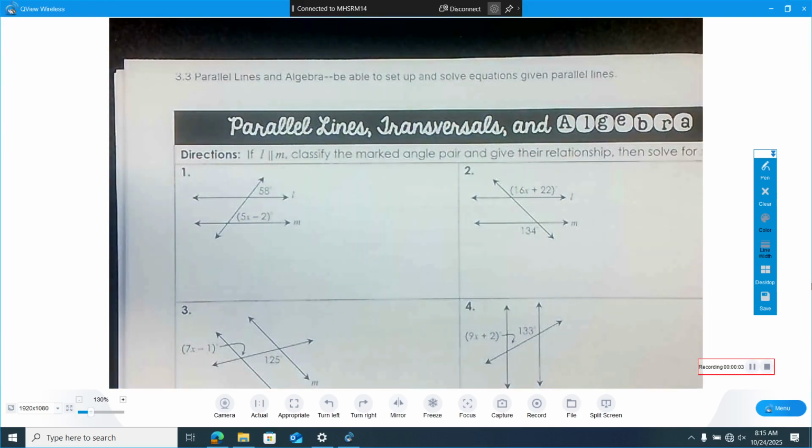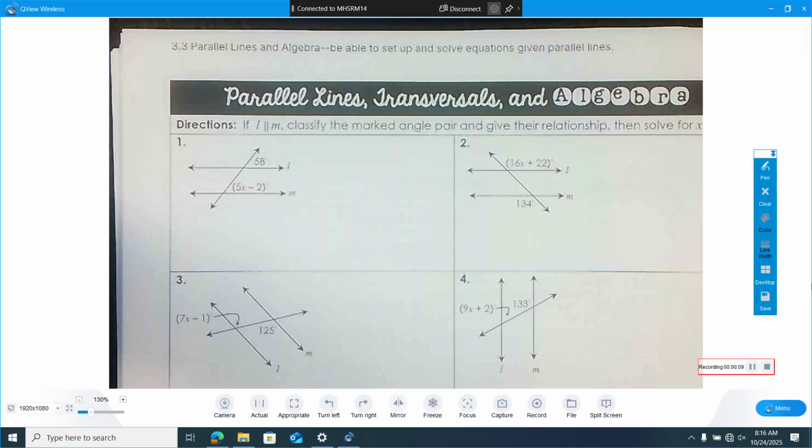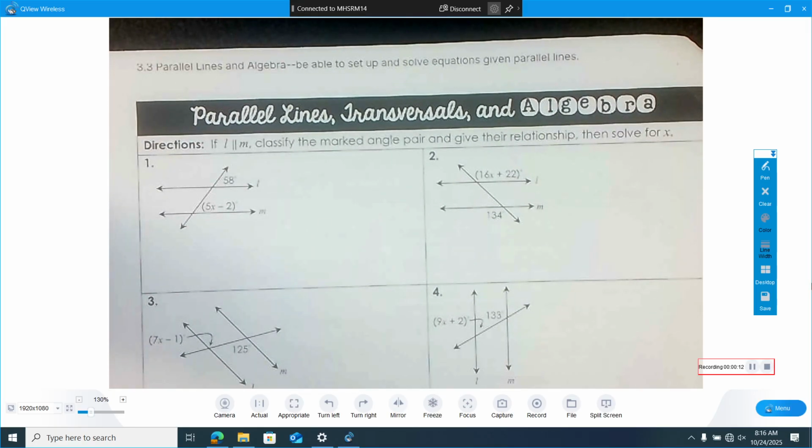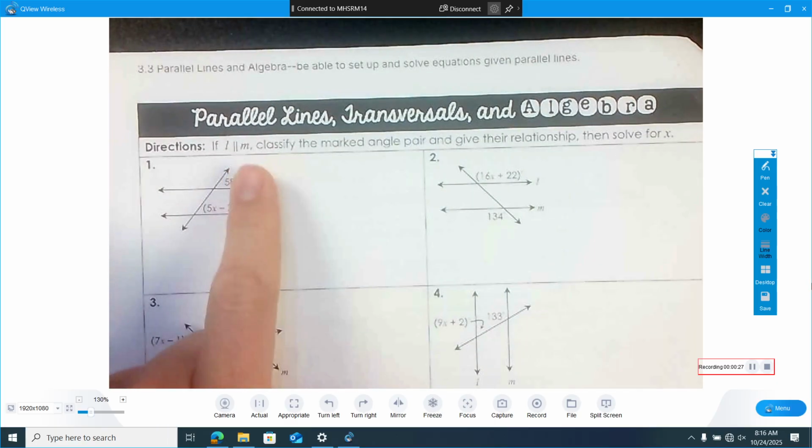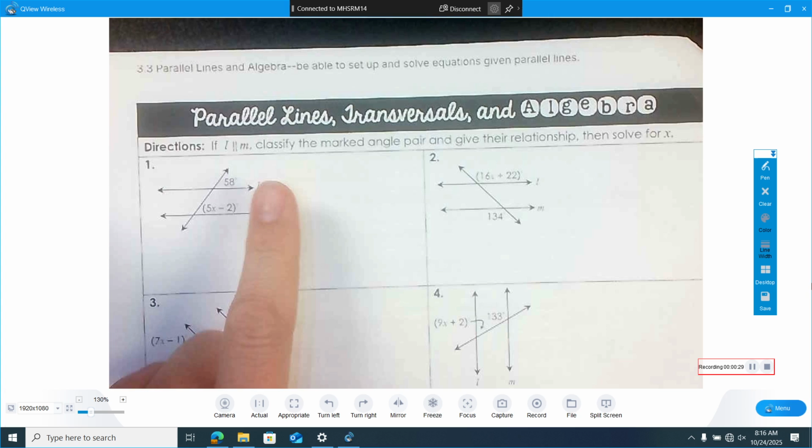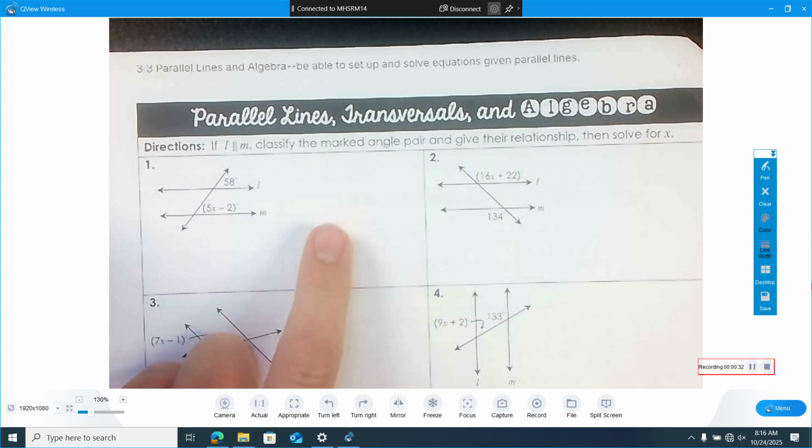All right, here we go. So we learned about parallel lines yesterday. I had you use a protractor to make your own parallel lines cut by a transversal. And what we saw was that when we have parallel lines, lots of things are either congruent or supplementary. So we want to be able to figure things out, set up equations so that we can then solve.